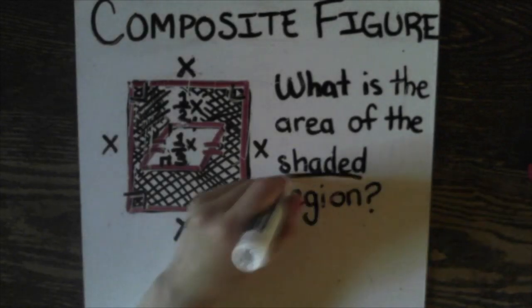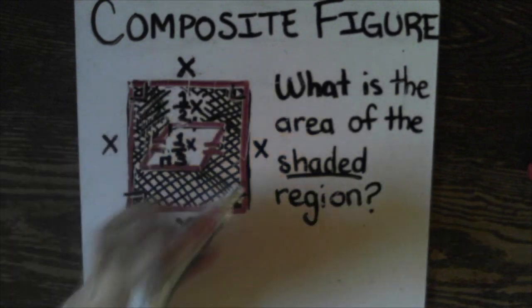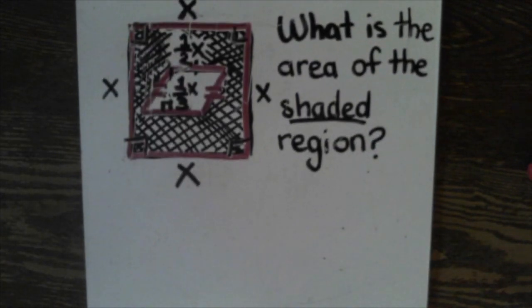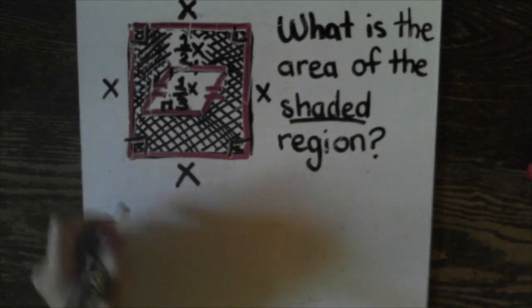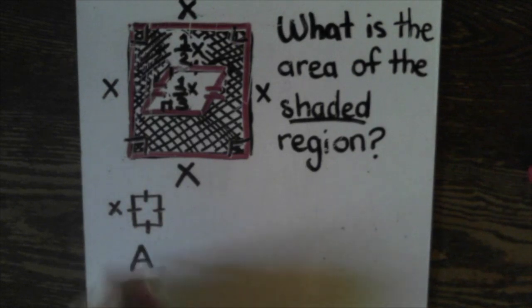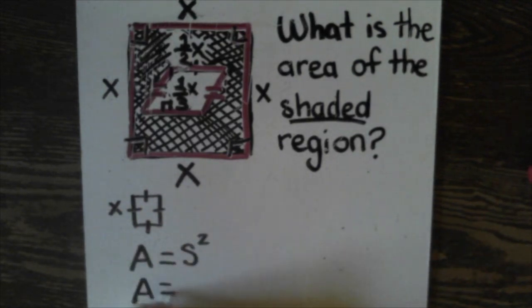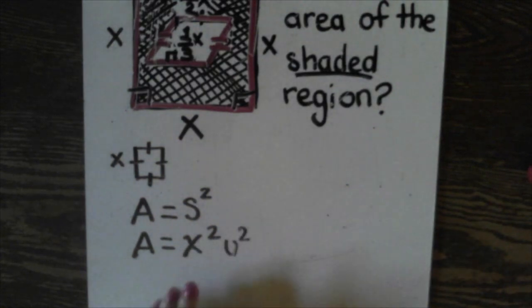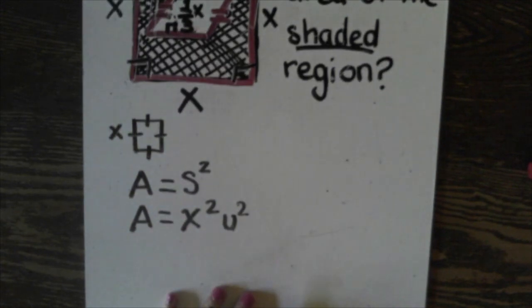For this composite figure, we are asked to find the shaded region. The shaded region means the grayed out area. Notice this is like a window screen with a parallelogram taken out. Let's find out the area of the big figure, the square. Area is equal to s squared, and in this case, area is going to be equal to x squared square units. Because the side is x and we do not know the exact value.